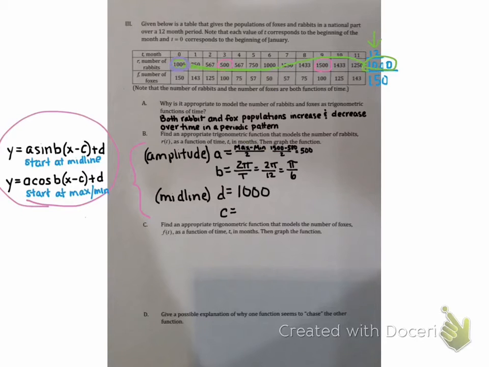Okay, so now that's going to make a little more sense. Go back to your data up there, and what did we find? That the number of rabbits starts out at 1,000. That is my midline, so which function is going to be the better to use? It's going to be the sine function. So I am going to use the sine function to represent this data. So here we go. What's my function? R of t, right?